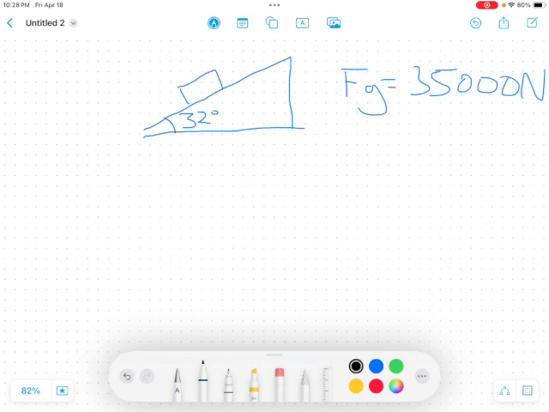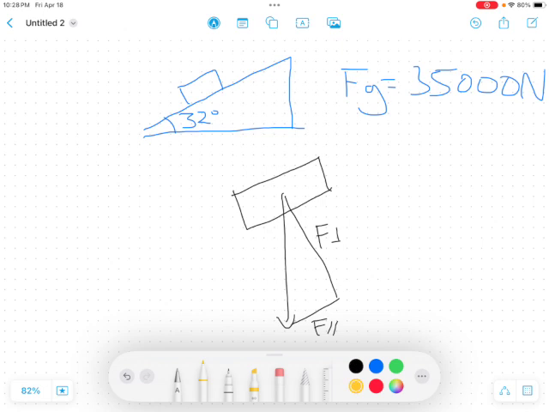So you've got to draw a nice big box with a nice big force of gravity, and we make a little triangle here. Try and draw that. That's the force parallel and the force perpendicular. So the perpendicular one is perpendicular to the block, and the parallel one is parallel.